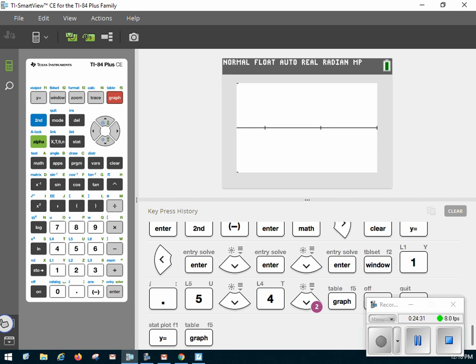So, we have no critical numbers. So what does that tell us about the velocity on that interval? It does not change direction. The particle does not change direction because the velocity never changes sign.